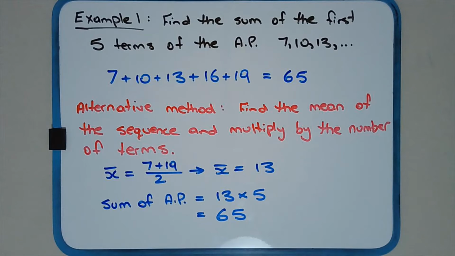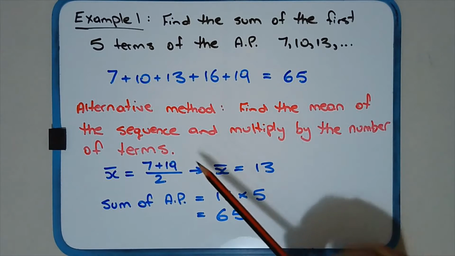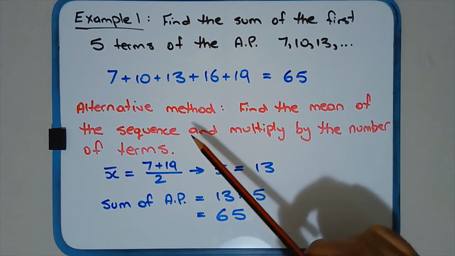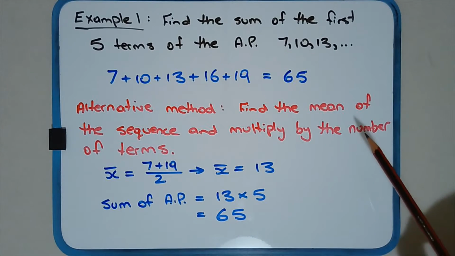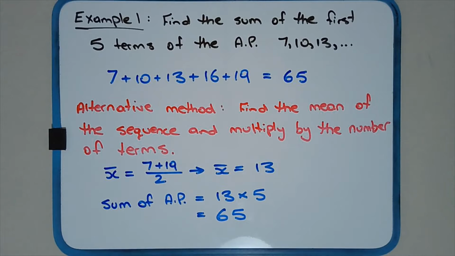The problem's not as easy if it was, say, to find the sum of the first 50 terms or the first 500 terms or 5,000 terms. There is an alternative method, and that is to find the mean of the partial sequence. In this case, we only want the first 5 terms of this sequence, and then multiply that mean by the number of terms of that partial sequence.